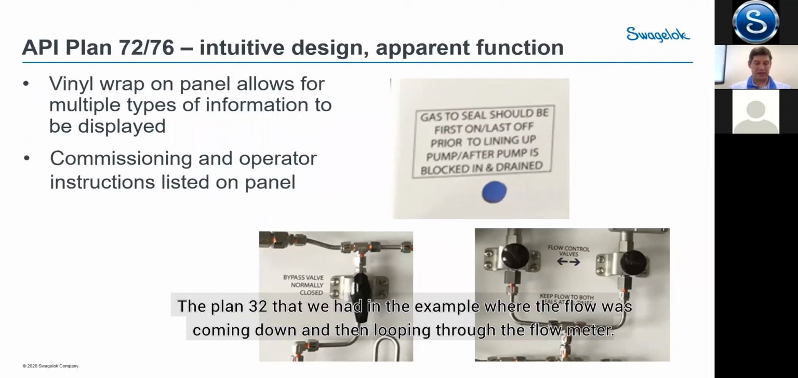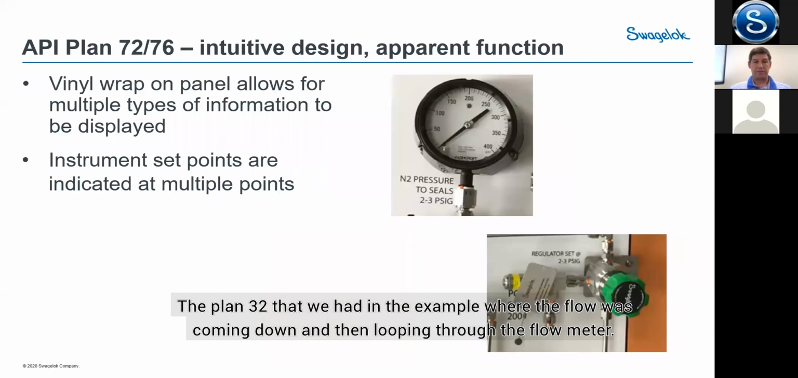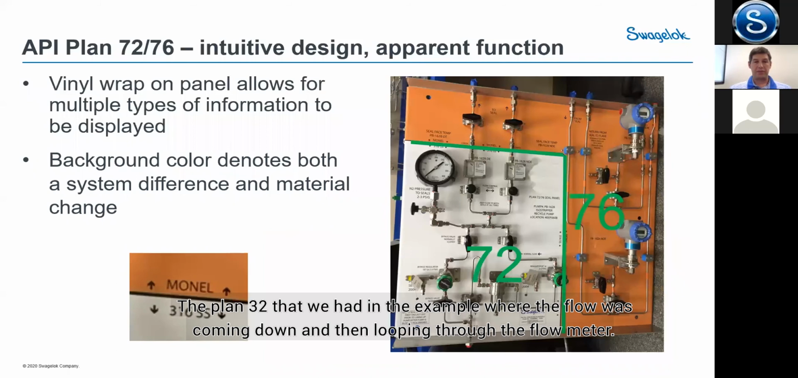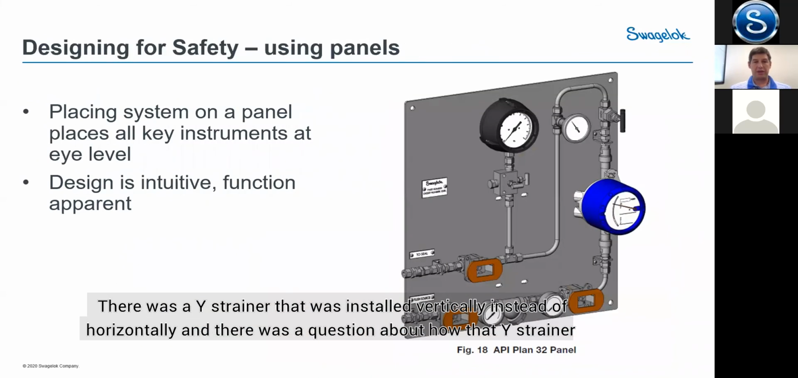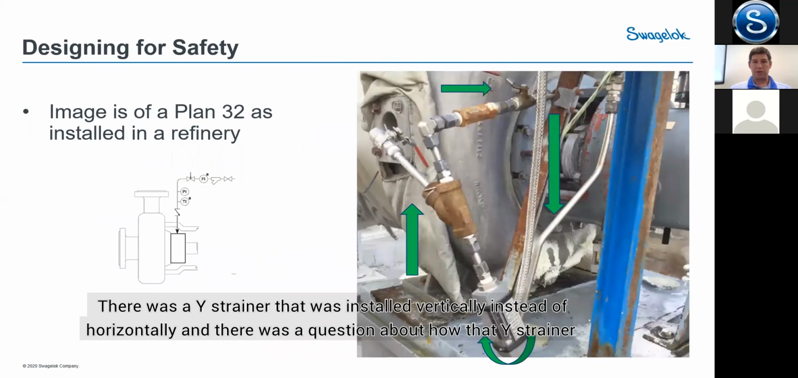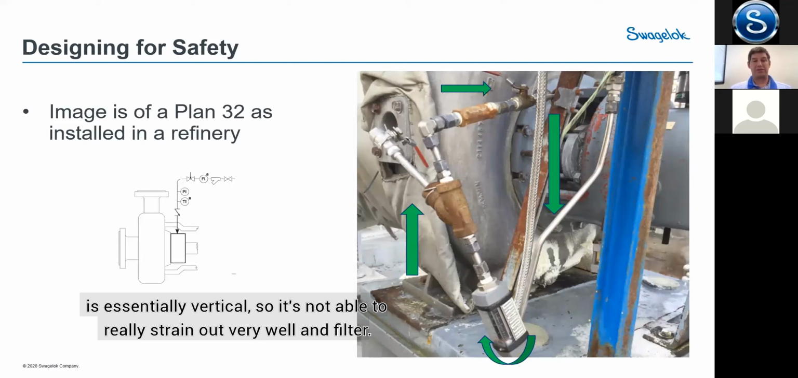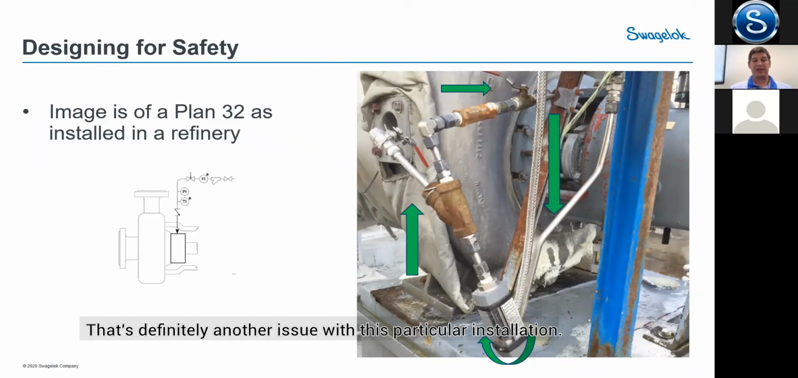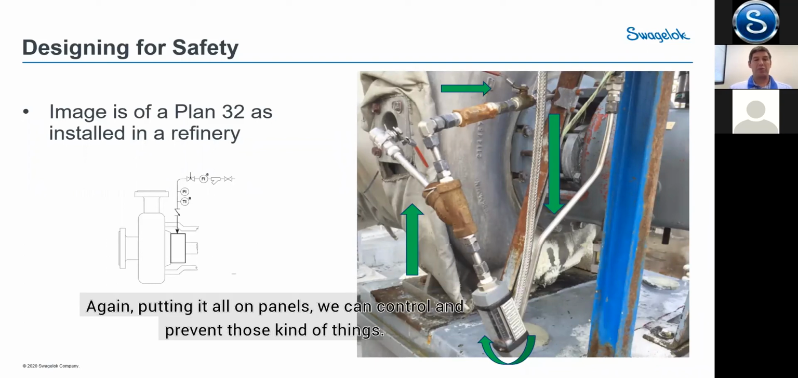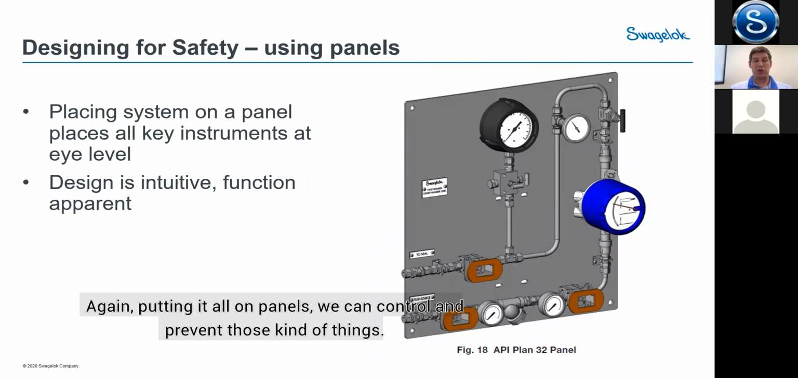The Plan 32 that we had in the example where the flow was coming down and then looping through the flow meter, there was a Y strainer installed, but it was installed vertically instead of horizontally. And there was a question about how that Y strainer. The next slide. Yeah, there you go. Yeah, that Y strainer is essentially vertical, so it's not able to really strain out very well and filter. Yeah, that's definitely another issue with this particular installation. So again, putting it all on a panel, we can control and prevent those kind of things.